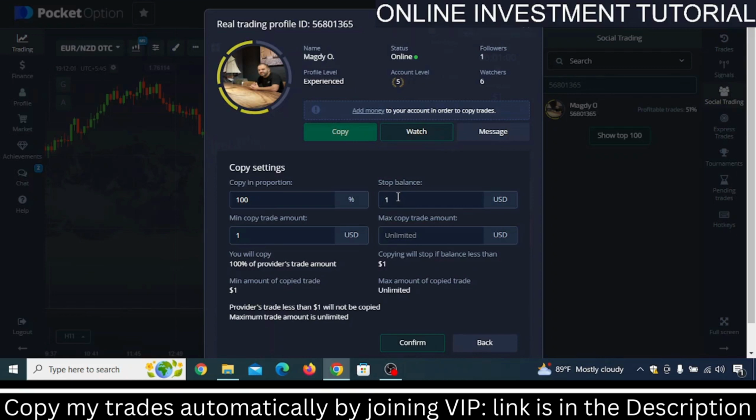The first thing you need to understand is how much balance you have. For example, let's say you have $1,000 balance and you only want to risk up to $200, then put this stop balance at $800. If your balance goes below $800, then no trade will be copied. It is for your safety.